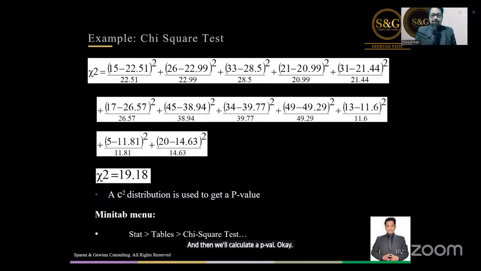Now I will give you a Minitab file. We will do it directly with the help of Minitab. Let me share with you the chi-square test example. Can you just download this file quickly and open it? The same file, this same data. We will do it with the help of Minitab.